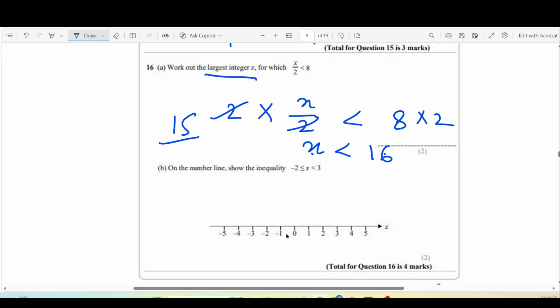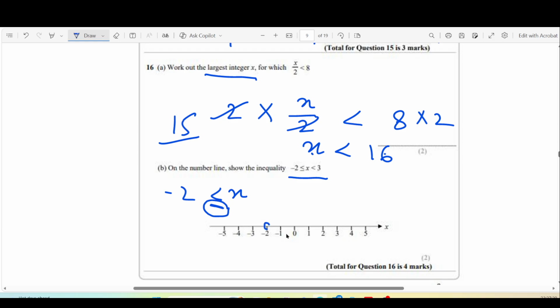Next is on the number line, this is what we have to show. Because after negative 2 there is an equal sign, that means negative 2 can be the value of x, and all the values which are greater than negative 2. So we draw a closed solid circle. Why? Because negative 2 is included. When you have this, you have to draw a closed solid circle.